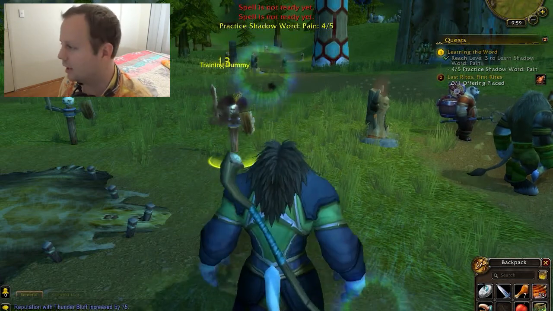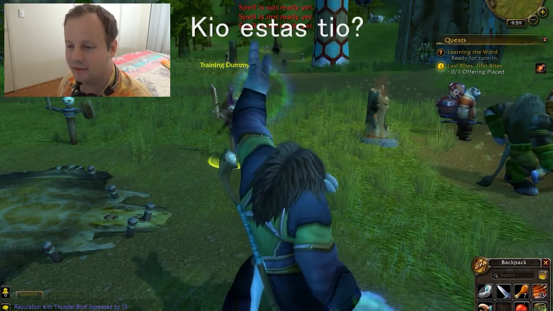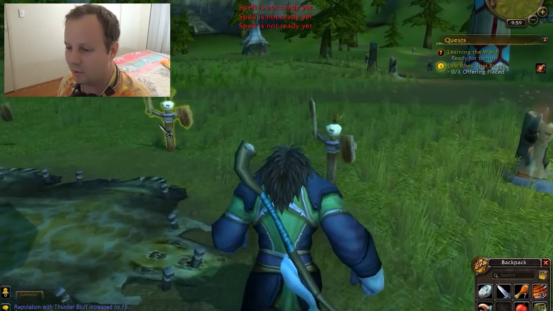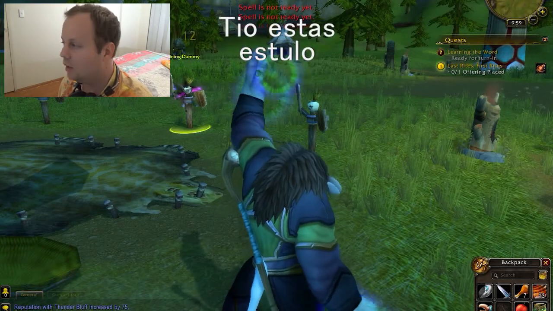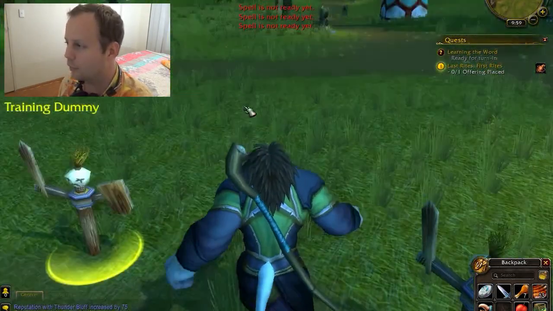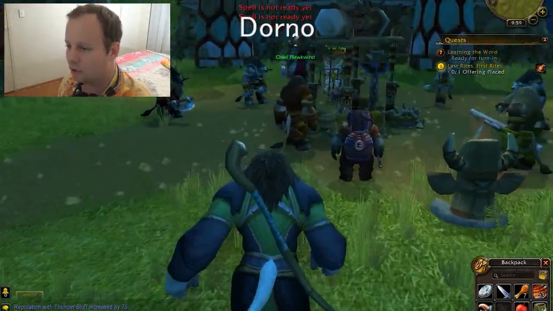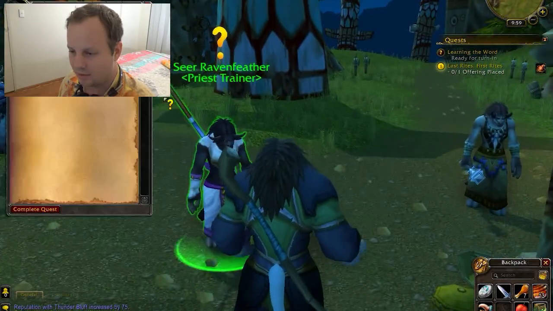So let's just quickly get that out of the way. Now, how would you say what is that? Kio estas tio. And how would you say that is a mob? Tio estas estulo. And what was the word for thorn? It was dorno. Now let's just hand this in.